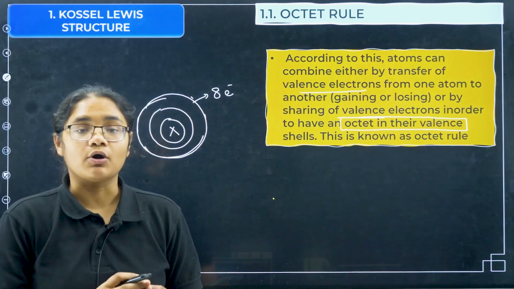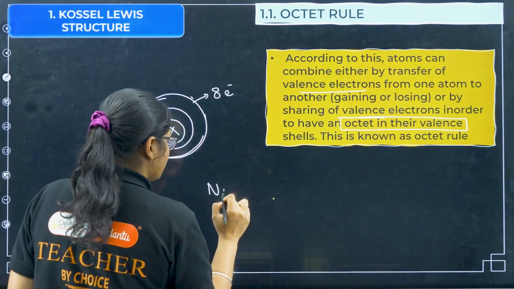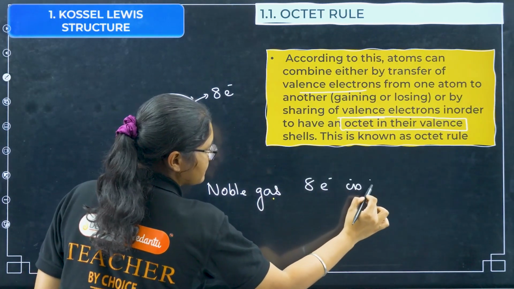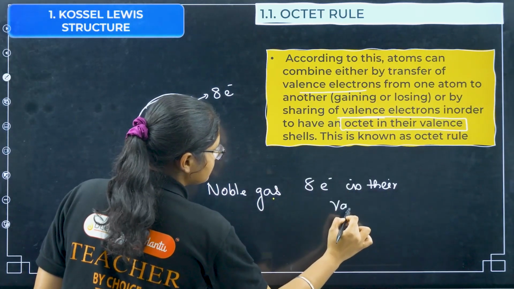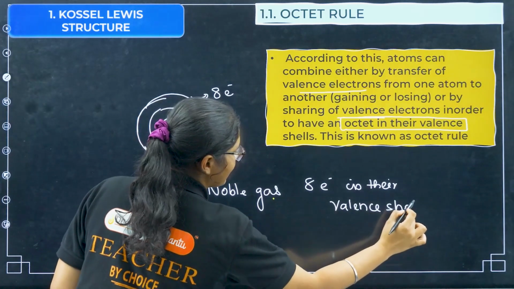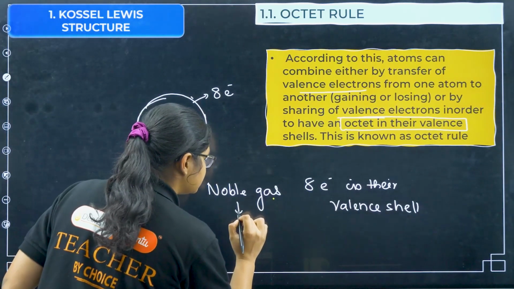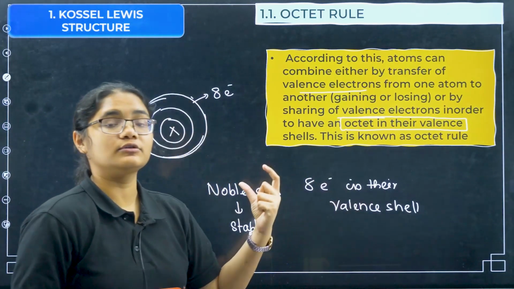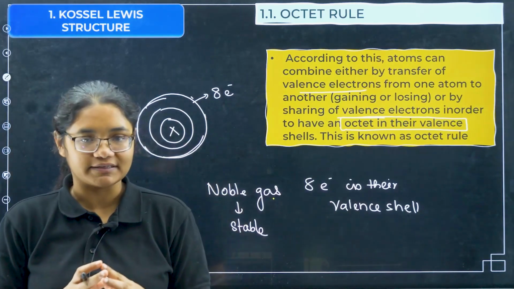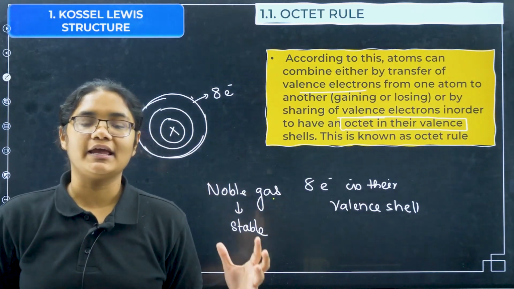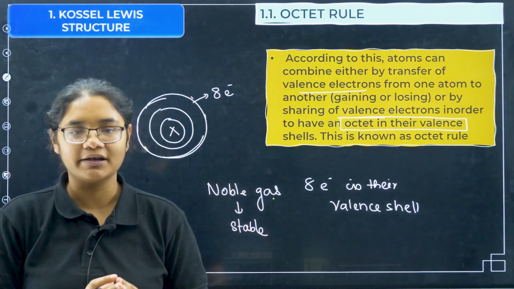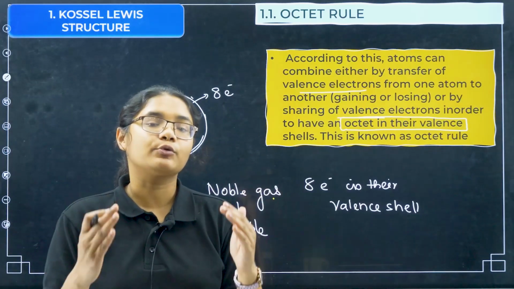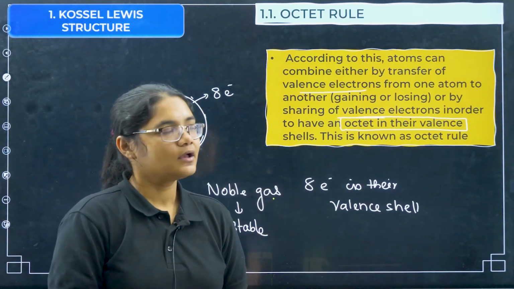Why is this? Because noble gases have 8 electrons in their valence shell, and we know that noble gases are very stable. So all the atoms think that if I also have 8 electrons in my valence shell, then I will also be very stable. In the universe, everything wants to reach a stable condition. That is why atoms form bonds by different methods to get 8 electrons in the valence shell.